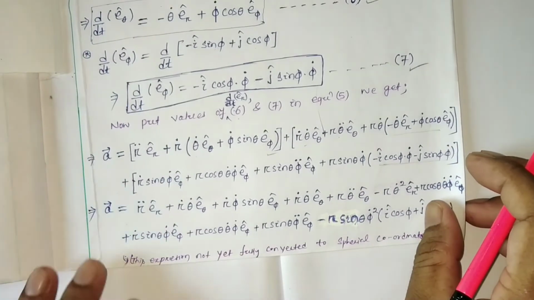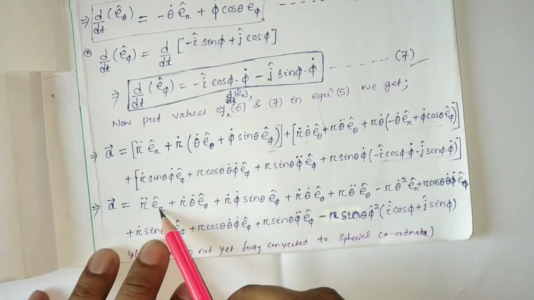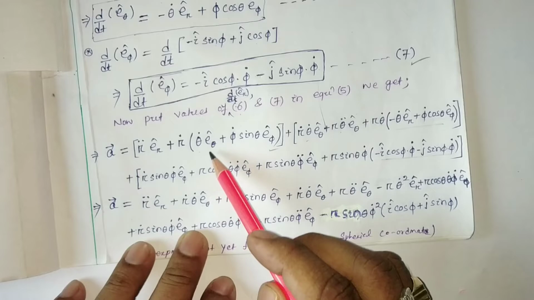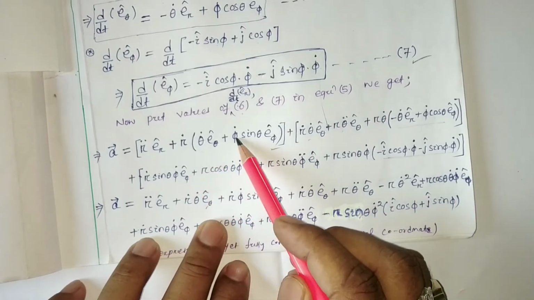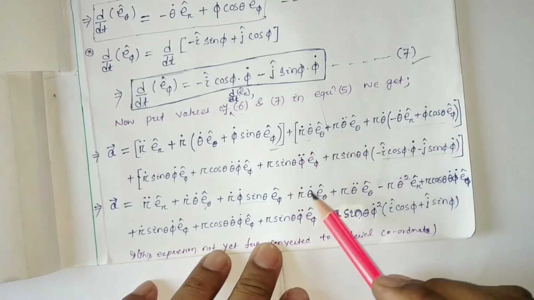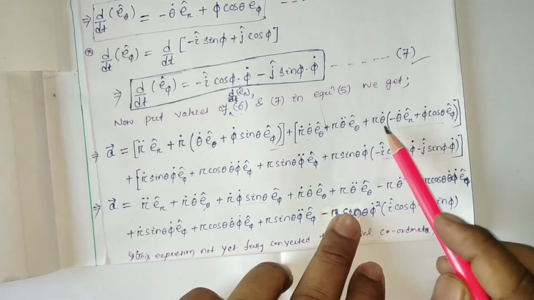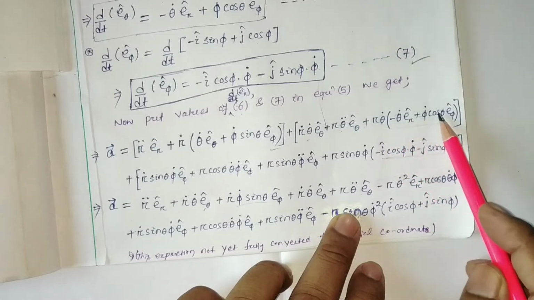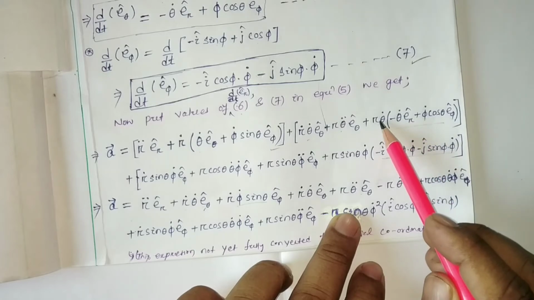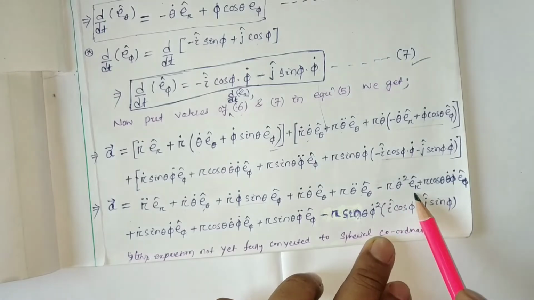So that implies the a vector will be, here you can see, r double dot er cap. I just multiplied this r dot with this and this: r dot theta dot e theta cap, then r dot phi dot sin theta e phi cap. Then r dot theta dot e theta cap, and r theta double dot e theta cap written over here. Then r theta dot multiplied with this term and this term, so minus r theta dot square er cap.